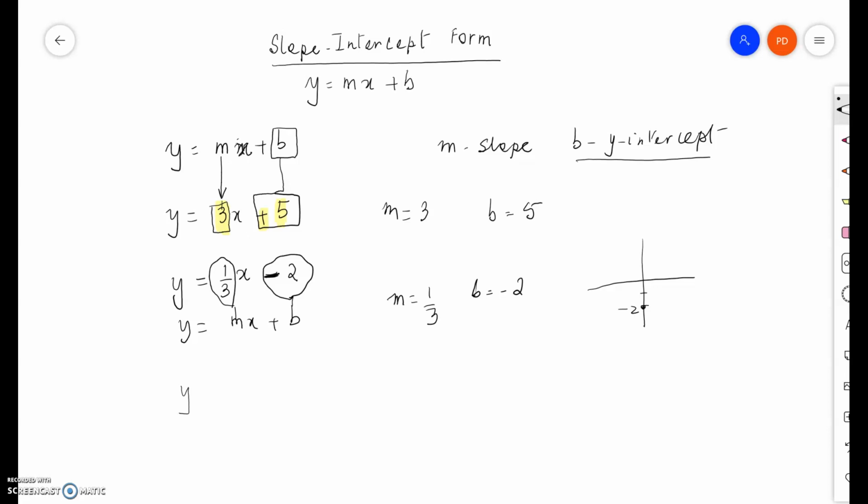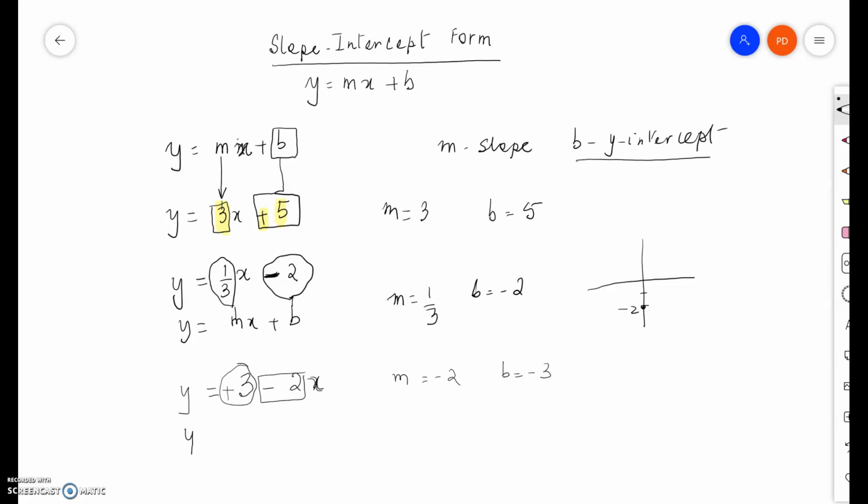Now suppose we have y equals 3 minus 2x. So now we need to identify the slope and the intercept. When the question says find the slope m, you have to look for the number that's multiplied to x. So this is x, and what's the number multiplied to x? Please include the sign as well, and that's equal to -2. The other number is the intercept, so b is equal to 3.